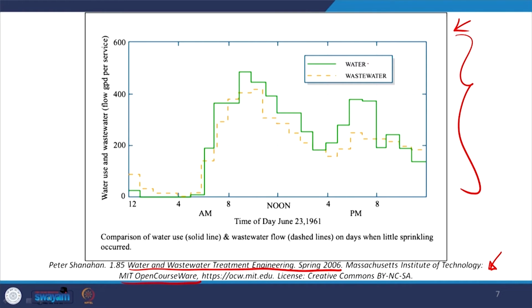So, here we have water, and here we have on the y axis water use and wastewater flow in gallons per day. A gallon is around 3.7 liters per day, right, per service and such. Leave that aside. So, time of the day, but this is way back in 1961, but our water usage now should be relatively similar, if not way off. So, you see people start waking up, getting ready for their offices and work. That is why a spike in water usage, right.